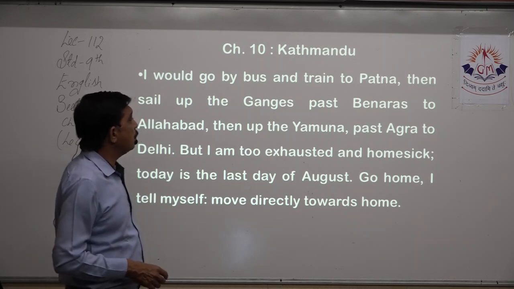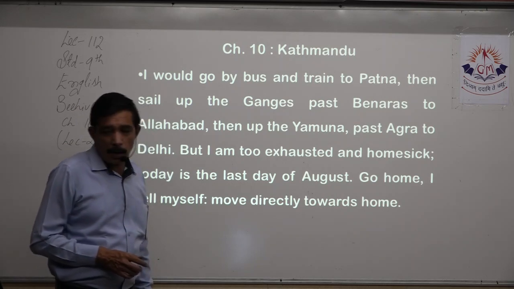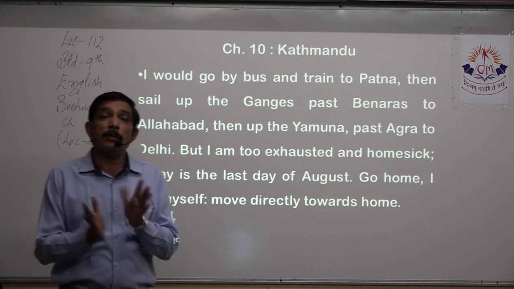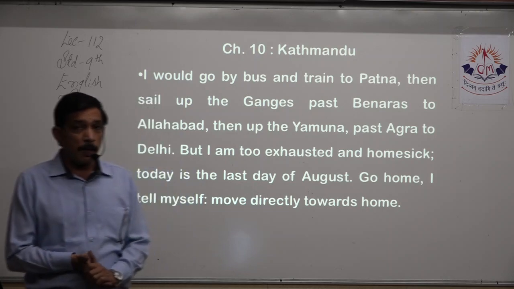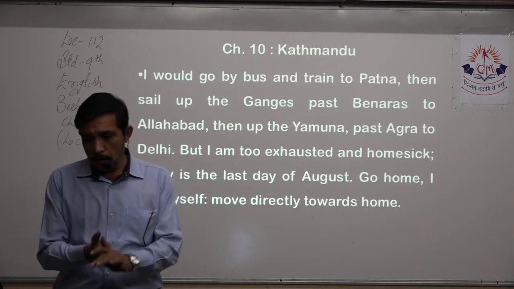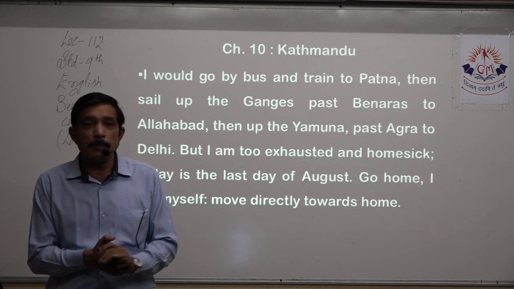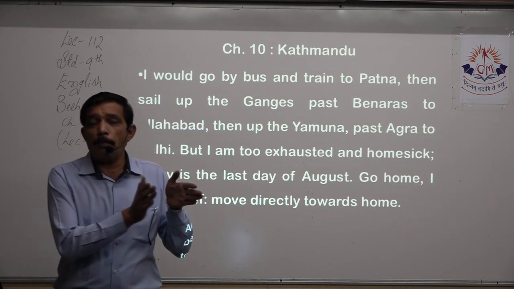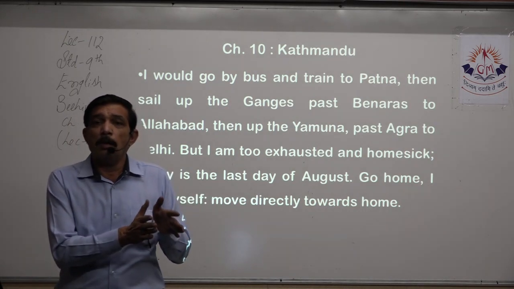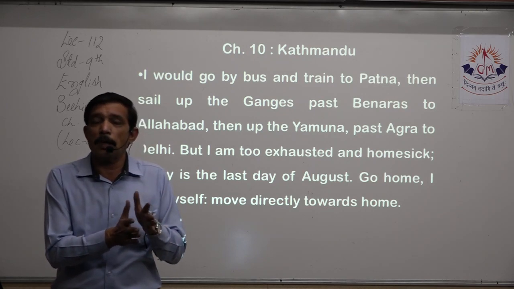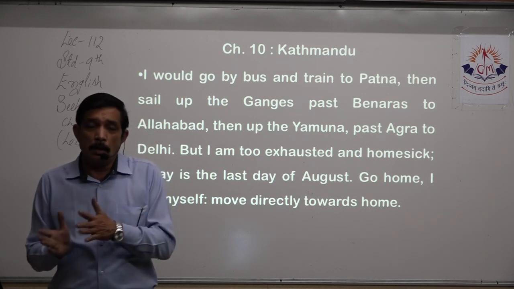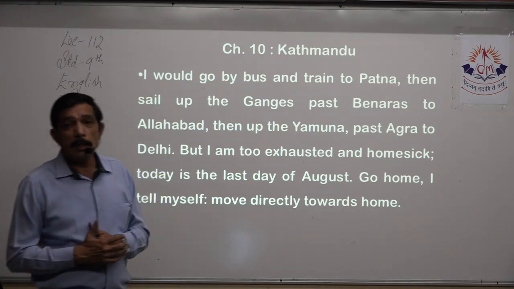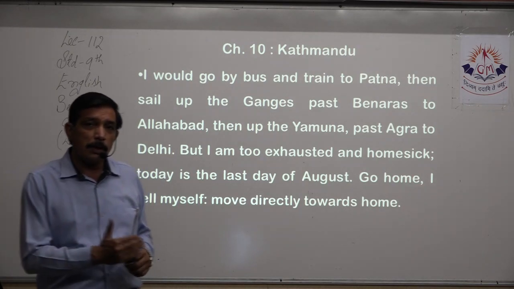I would go by bus and train to Patna and then sail up the Ganges past Benares to Allahabad and then up the Yamuna past Agra to Delhi. Now, this is one way he's thinking. So he will take a bus from Kathmandu, and come to Siliguri. From Siliguri to Patna, he will take the train. So from Kathmandu, the capital of Nepal, he will come by bus, because there is no railroad over there. So he'll have to come to West Bengal, that is Siliguri, right? And from Siliguri, he will take a train to Patna.